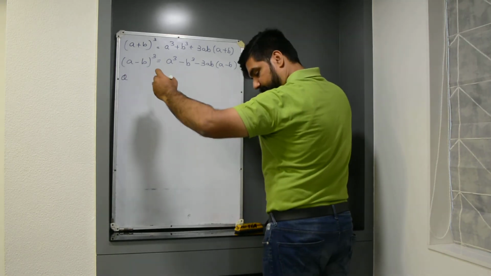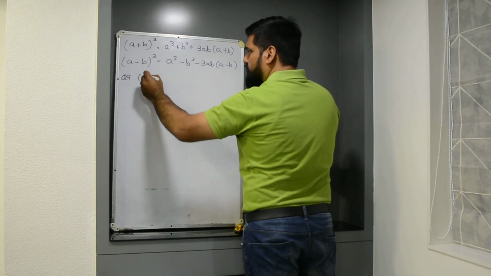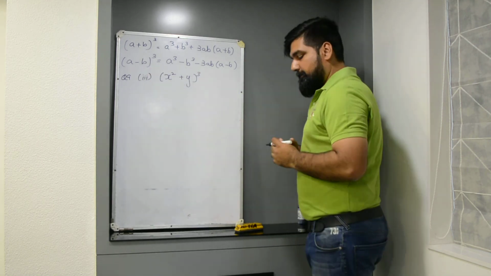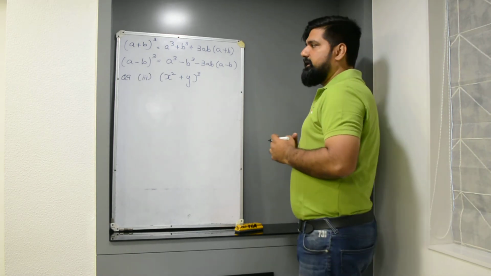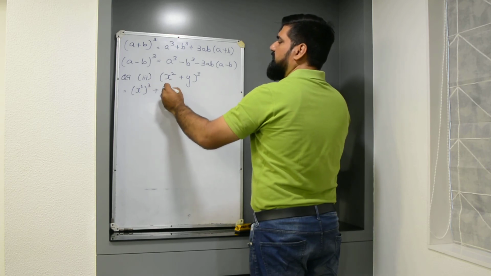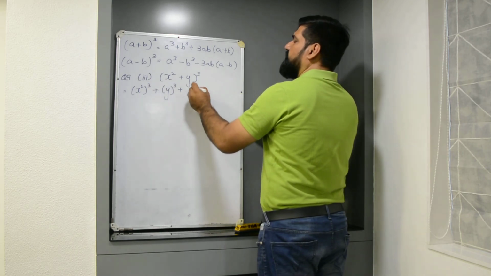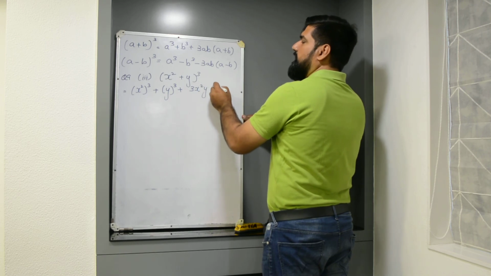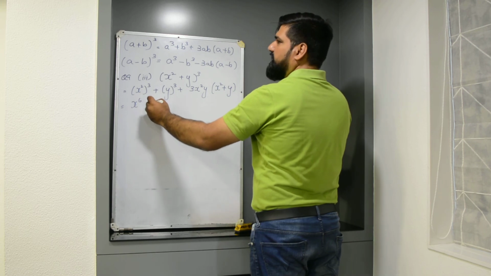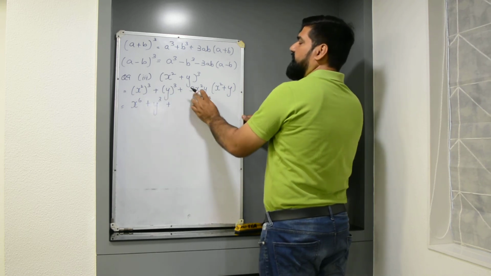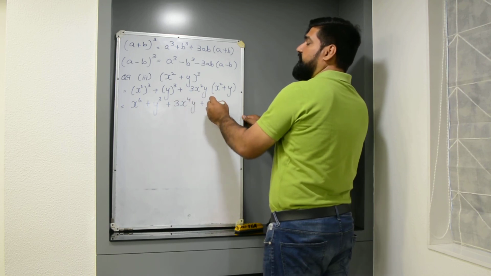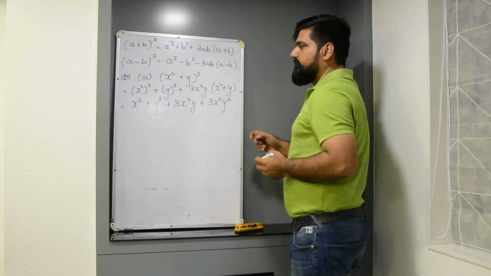Like, the first question that I have is question number 9. Let me take third question. We need to find the cube of (x^2 + y) whole cube. Then it will be a cube, that is (x^2) whole cube, plus b cube, that is y whole cube, plus 3 into x^2 into y, (x^2 + y). So this will be x^6 + y^3 plus, now I'll open this bracket, this will become 3x^4y + 3x^2y^2.